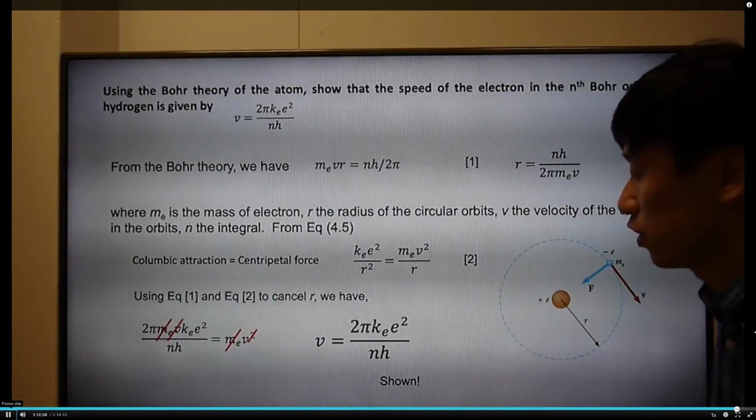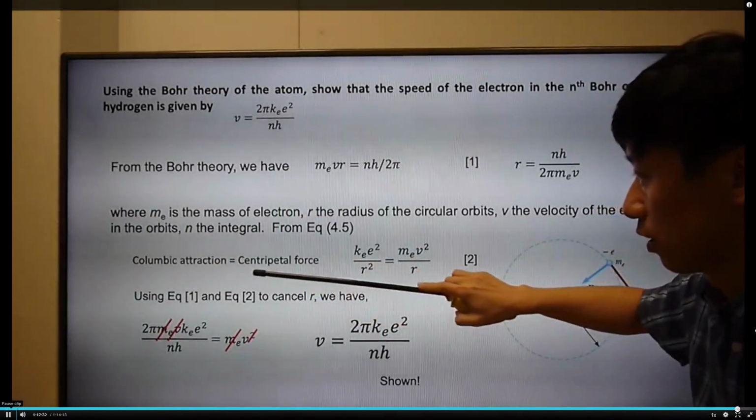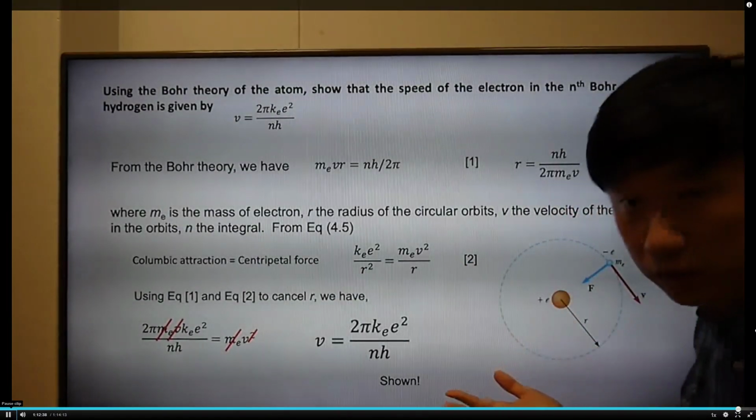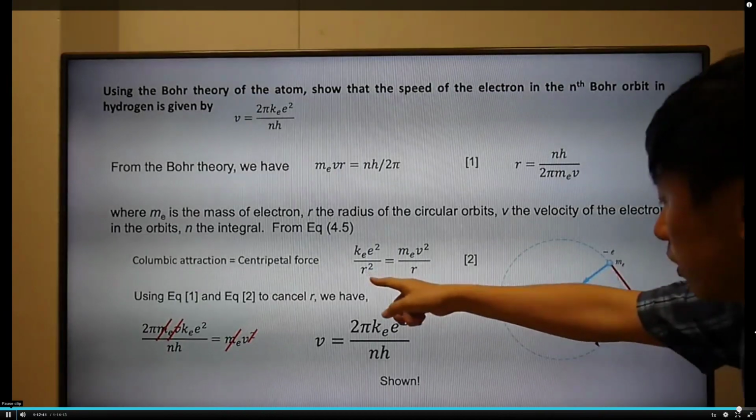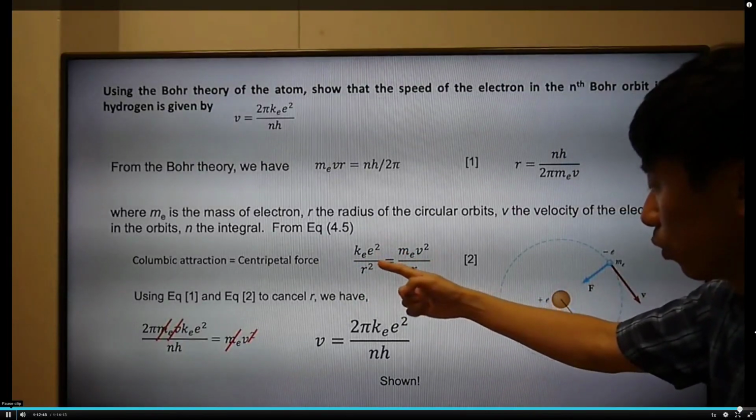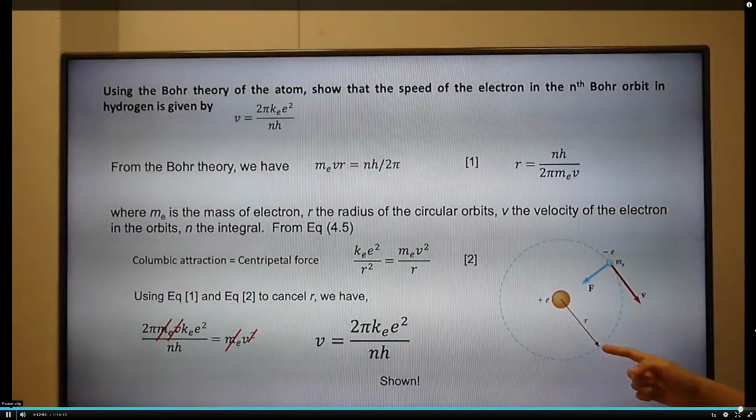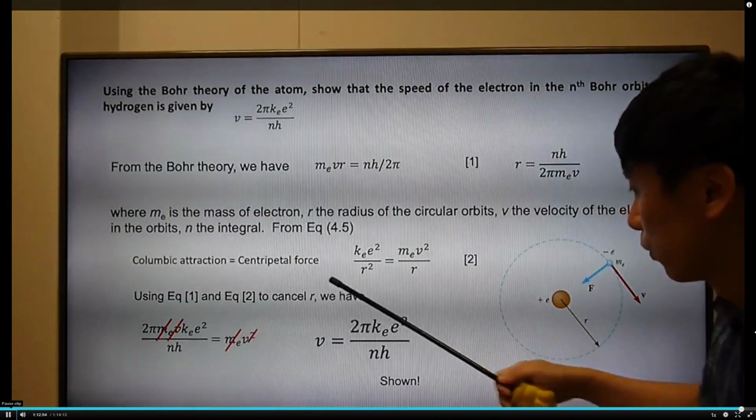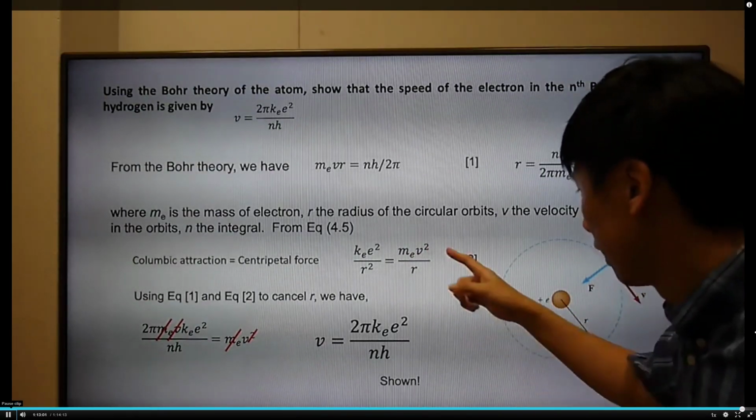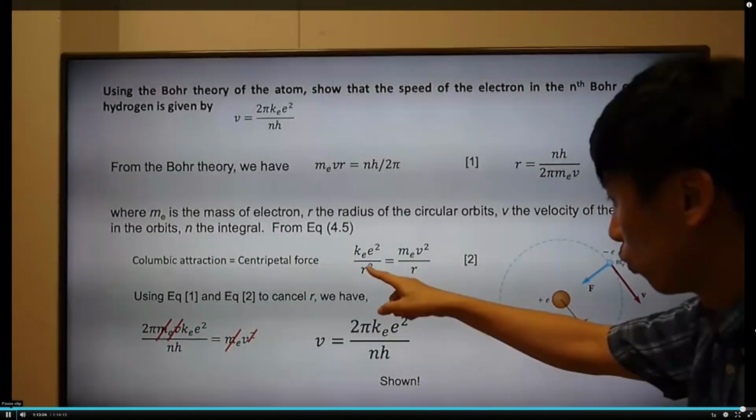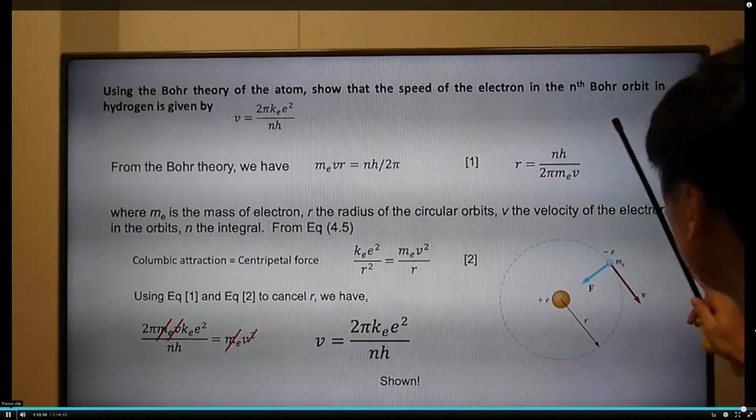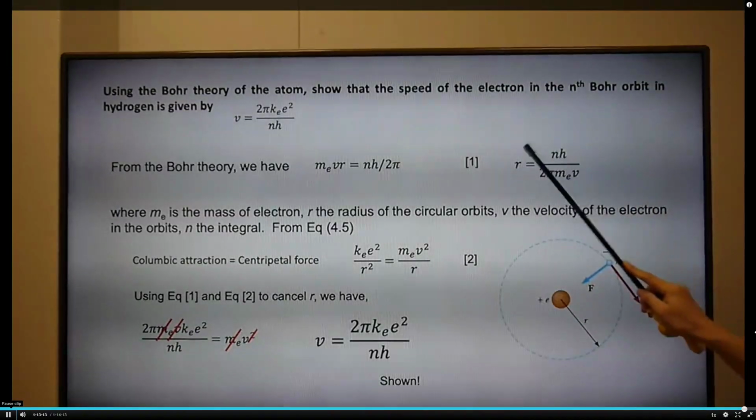Then next, let's consider the Coulombic attraction equal to the centripetal force, the force balance. So this is the Coulombic attraction, the Coulomb constant times e squared over r squared. r is the radius of the orbit. The centripetal force is mv squared over r. Then one r is cancelled out here, and then you can apply this to here.